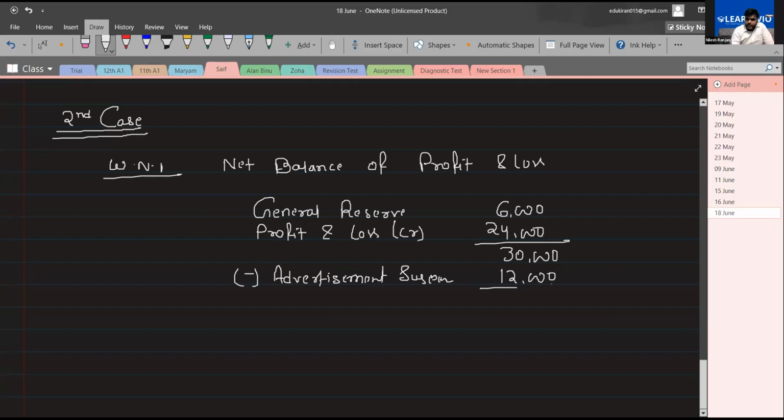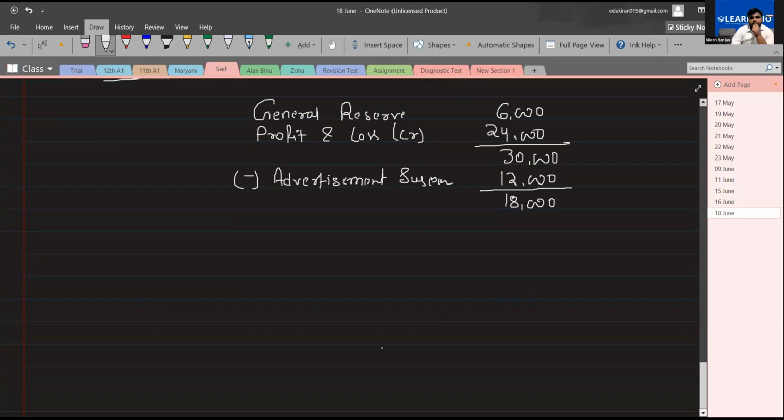12,000. So the remaining balance is 18,000. Is this clear? Yes. Okay. Now, after this, working note number 2, gain or sacrifice. So sacrifice equals old minus new.